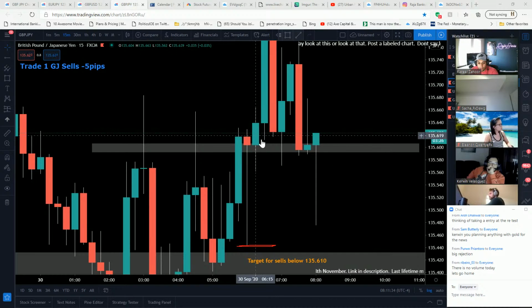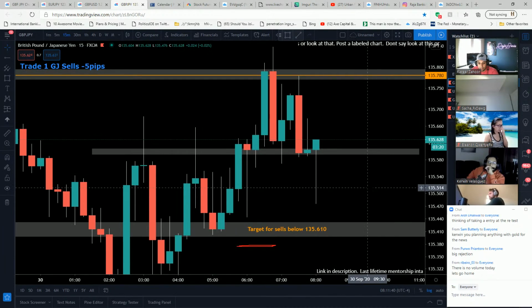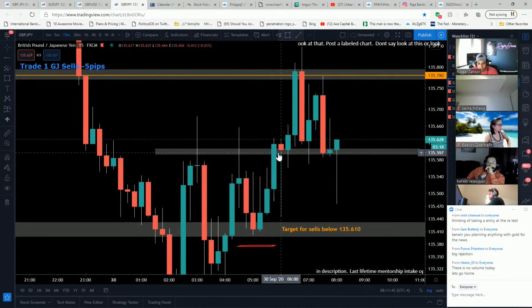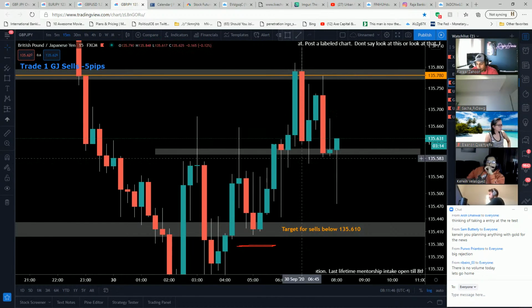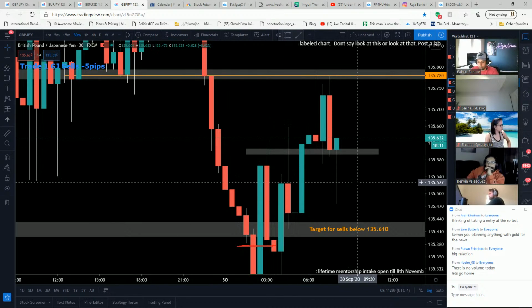Oh wow, what happened with GJ over here? It's rejecting the 500 level. Yeah, this wick rejection right over here too. We took some sells. Actually, it just gave us a chance to close our 75%, then it came back.